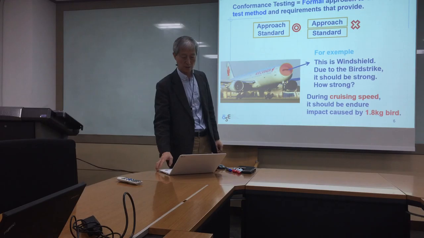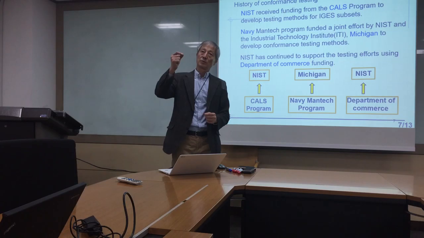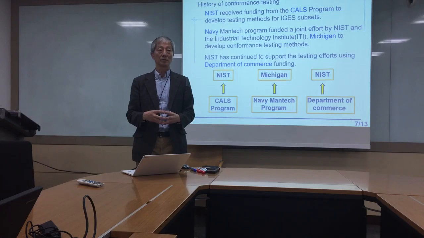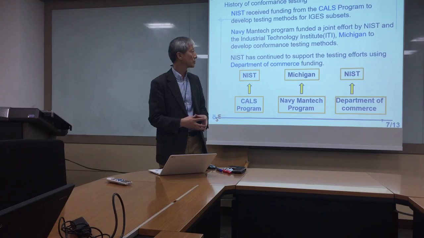And there is a history of conformance testing. Once again, NIST was a key organization. They started from a CALS project. The CALS project was a project before e-business, electronic business, or e-commerce. CALS started from military acquisition. Computer-aided logistics support was the original name of CALS, for the military. And then it came into the civil trading environment afterwards. And they used the IGES format for that.